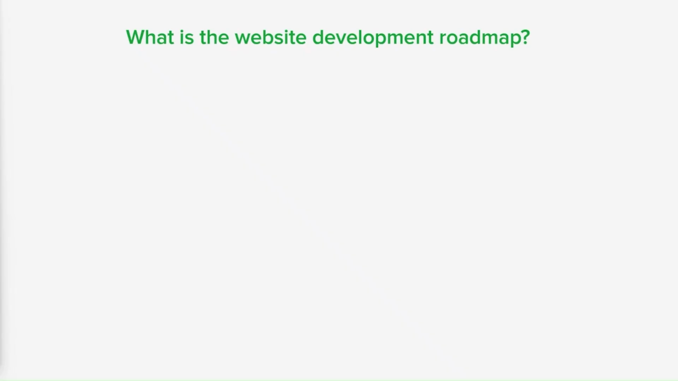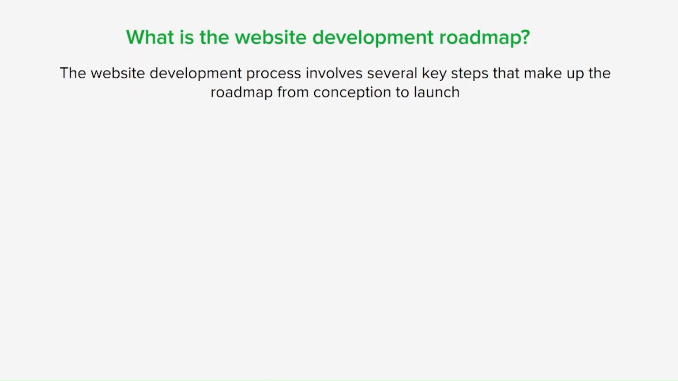So what is the website development roadmap? The website development roadmap process involves several key steps, and essentially all of these steps make up the roadmap from conception all the way to launch. So here's a general overview. First up, we have project discovery, and this is the initial phase, and it involves understanding the client's goals, target audience, and project requirements. Discussions and brainstorming sessions help to clarify the scope, features, and overall vision for the website.